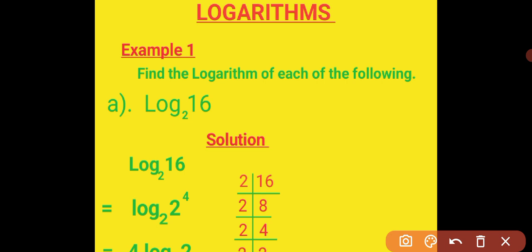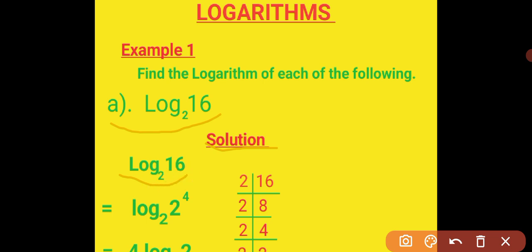we have log to base 2 of 16. And in our solution here, we start by writing the question, which is log to base 2 of 16.